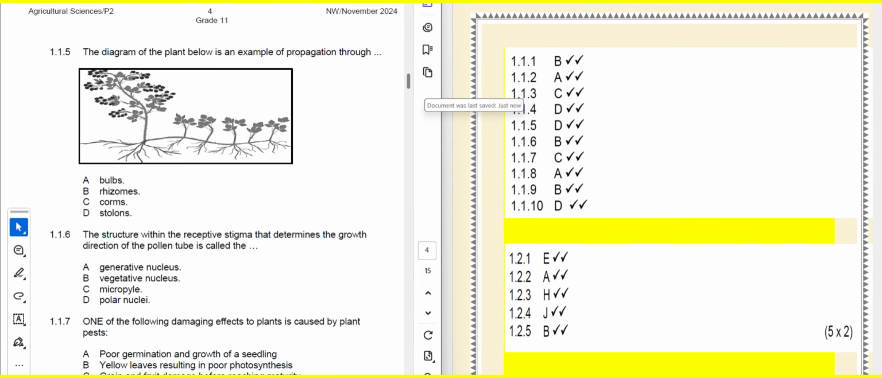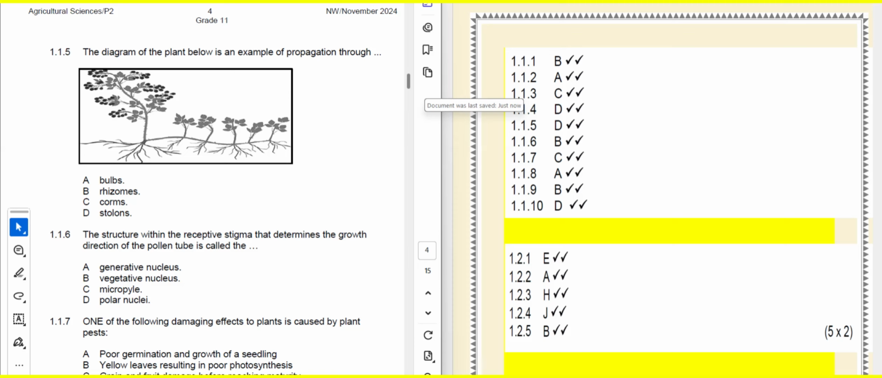1.1.5. The diagram of the plant below is an example of propagation through A. Bulbs. B. Rhizomes. C. Corms. D. Stolons. Letter D. This refers to stolons.